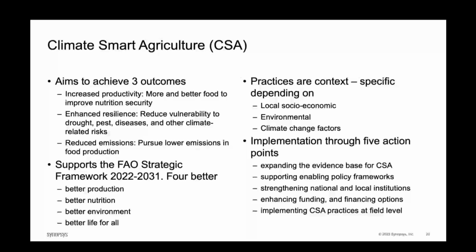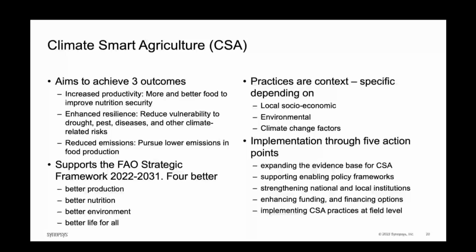So there is one thing that exists now, which is climate smart agriculture, which aims to achieve three outcomes: to increase productivity, more and better food, to improve nutrition security. Enhanced resilience is to reduce the vulnerability to drought, pest, disease, and other climate change related factors. So there is a lot of research about this. On the other hand, we need to measure all that to be sure that we are changing, and the measurement is very well related to technology. And reduce emissions, pursue a lower emissions footprint.